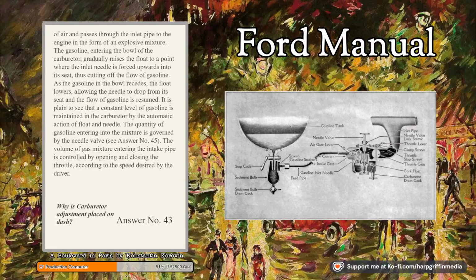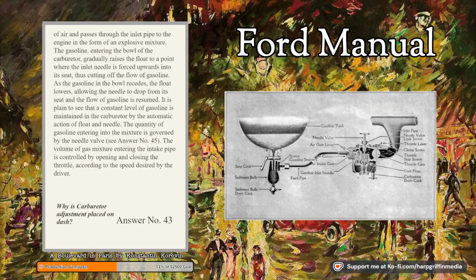As the gasoline in the bowl recedes, the float lowers, allowing the needle to drop from its seat, and the flow of gasoline is resumed. It is plain to see that a constant level of gasoline is maintained in the carburetor by the automatic action of float and needle. The quantity of gasoline entering into the mixture is governed by the needle valve. See answer number 45. The volume of gas mixture entering the intake pipe is controlled by opening and closing the throttle, according to the speed desired by the driver.